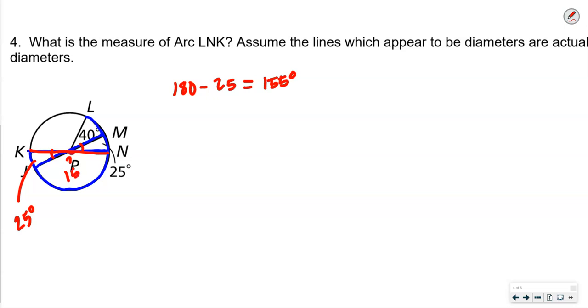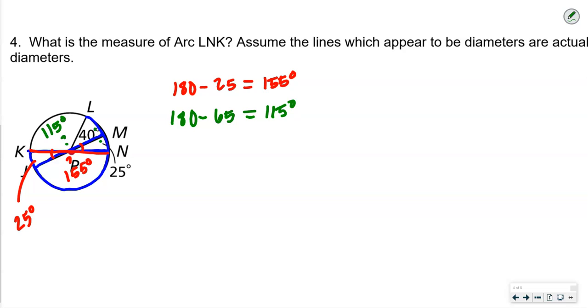Okay, so we're going to put 155 right here. And then we're going to look for this one up here. Okay, so notice again, we got that circle. Look at that red line. So that's 180. And then we got these two parts. That's 40 plus 25 is 65. So we're going to do 180 minus 65, and that's going to be 115. Okay, so now we have all our parts labeled.